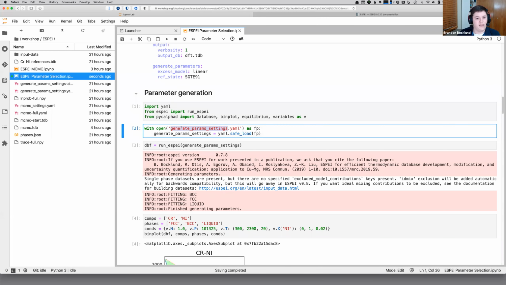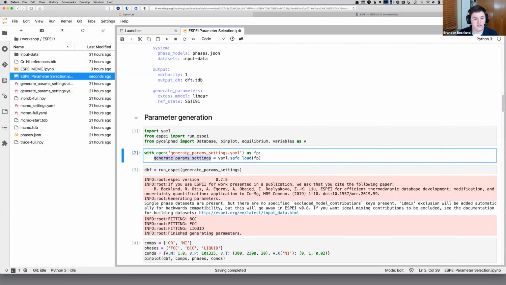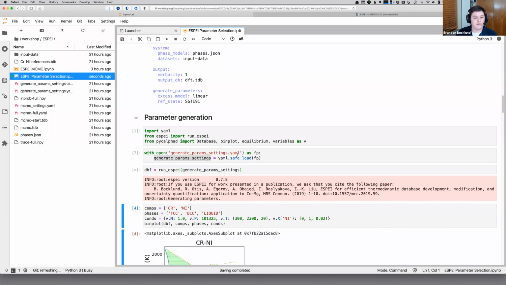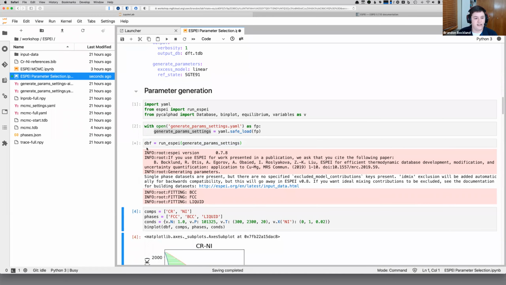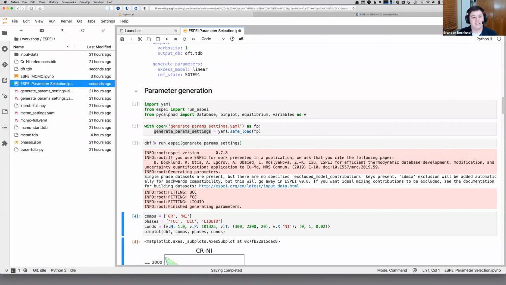I have these YAML parameters saved to this generate param settings YAML file. If we run this cell, it's just reading those into a Python dictionary from the YAML. All we have to do is run this run espei function and pass in our dictionary of parameters. If we do that, we can see that this takes just a couple seconds to go from all of our data and to fit them. So the parameter generation is very fast.